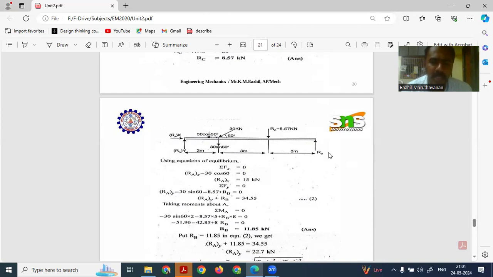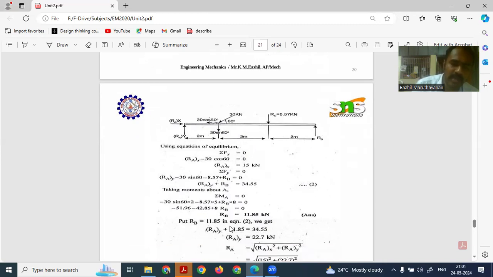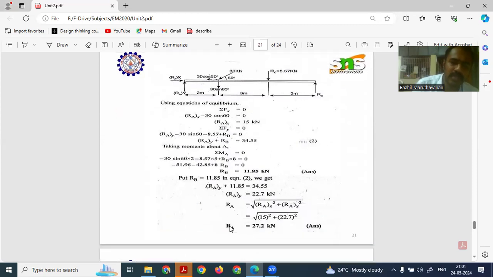Then the RC value is 8.57, which is also in the clockwise direction. So RC 8.57 into the perpendicular distance, 2 plus 3, 5 meter. Then RD is in the anti-clockwise direction, so plus RD, and the perpendicular distance is 2 plus 3 plus 3, 8 meter. By solving this equation, we get the RB value as 11.85 kilonewton. By substituting the RB value, we get the RA value as 22.7 kilonewton.